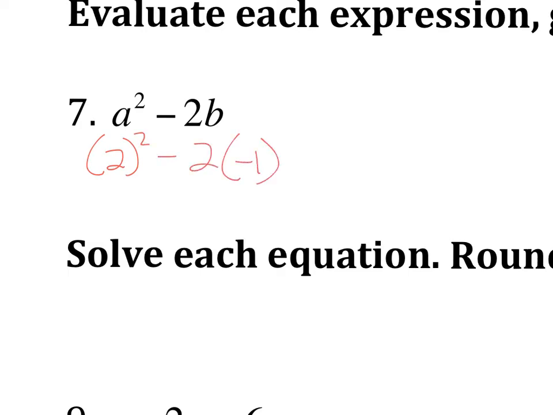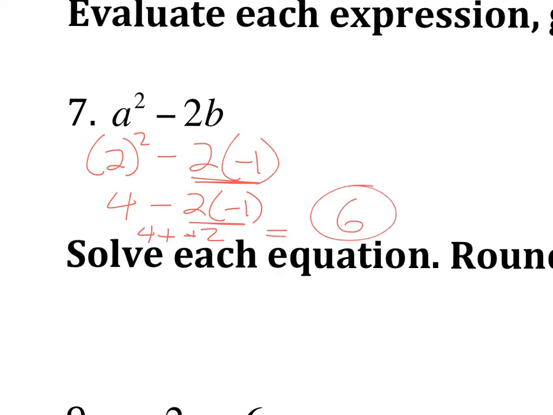I always plug things in parentheses right away. And then order of operations still applies here. So I'm going to do exponents first. And then be very careful with these negatives here. So multiplication is next. So I'm going to multiply 2 times negative 1. I'm going to copy down everything as I see it. 4 minus negative 2. I would get 6.